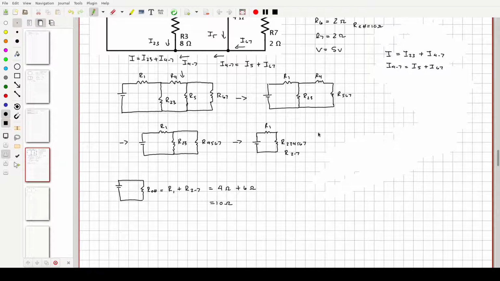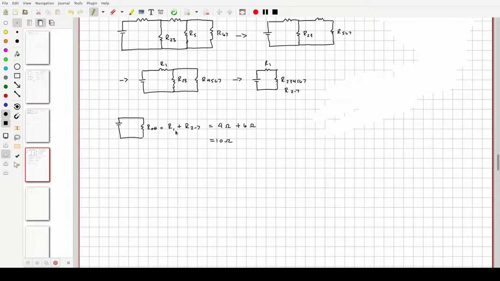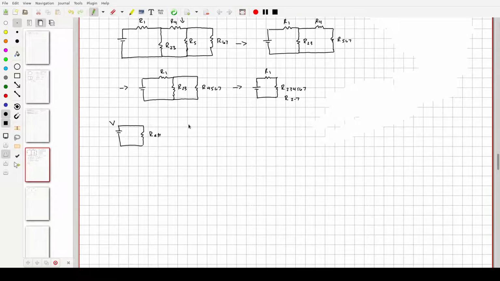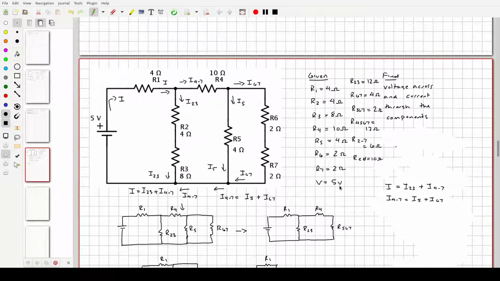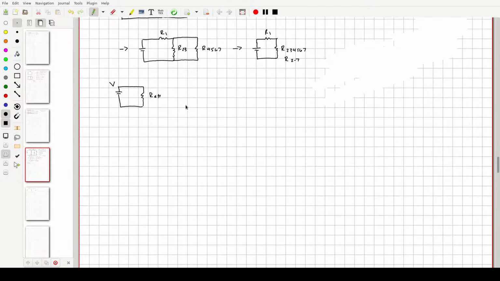So here's what I mean. We're going to start here with the most basic analysis that we did. This is the source voltage V, and this is R effective. So this is going to give us our total current, I. What we found out was that we have a source voltage of 5 volts, and our effective resistance is 10 ohms. So here, this is 5 volts, this is 10 ohms, which means my total current is just going to be V over R.